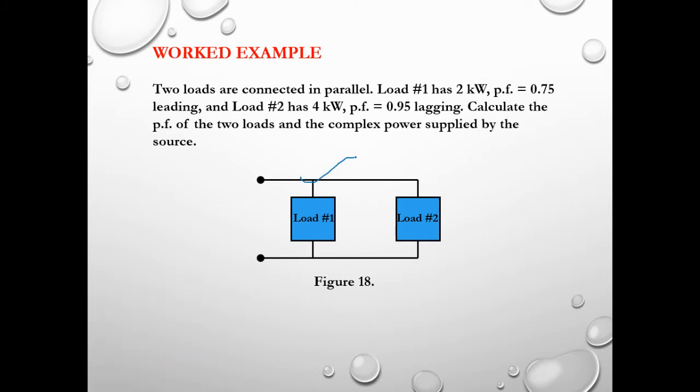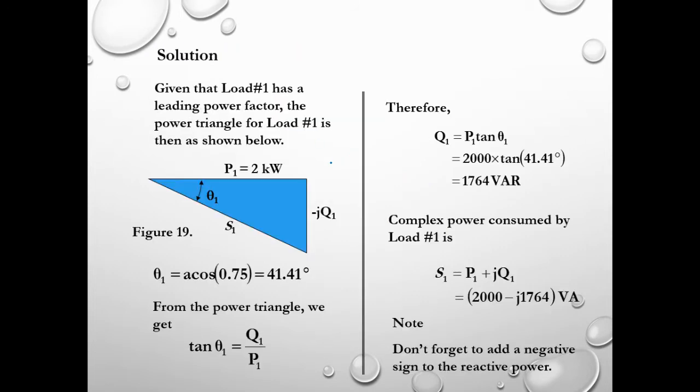So we have load number 1 and load number 2 with their respective values of watts and power factor. Then the solution: given that load number 1 has a leading power factor, remember this is a leading power factor, the power triangle for load number 1 is shown below. We have P1 equal to 2 kilowatt, and since this is a leading power factor, we have negative Q, so negative Q1. Leading means that P is above S1.